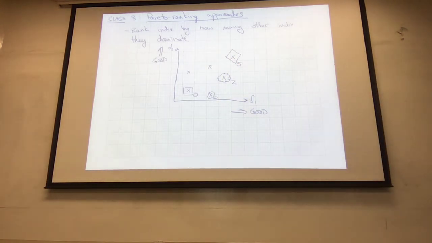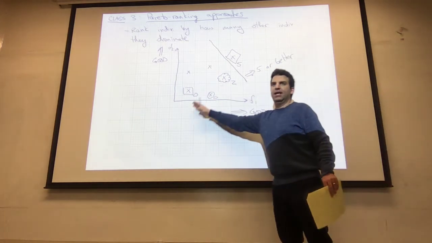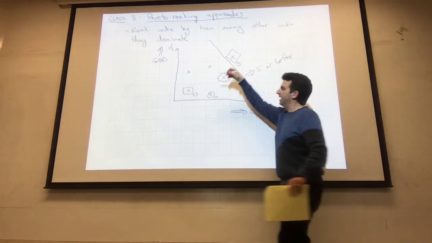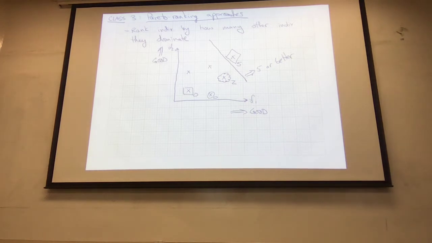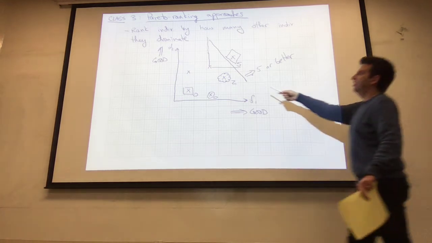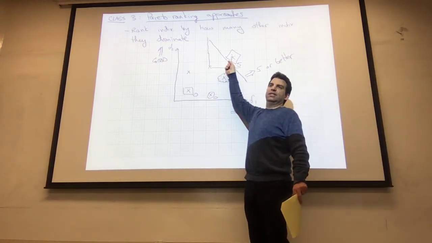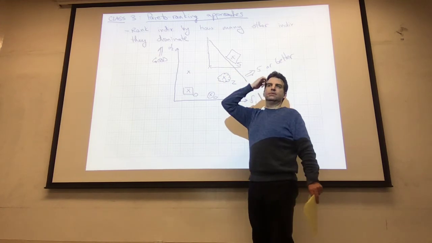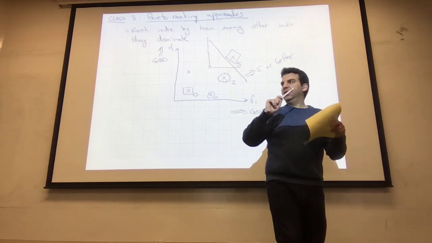So out here, I've got everybody who's 5 or better. And then, as you move down this way, you can think of each one of these solutions as having a cone above it. And this solution will be dominated by any solution that's in that cone.